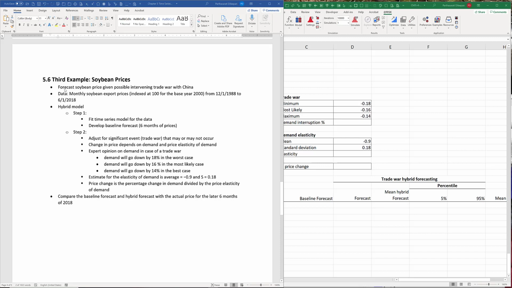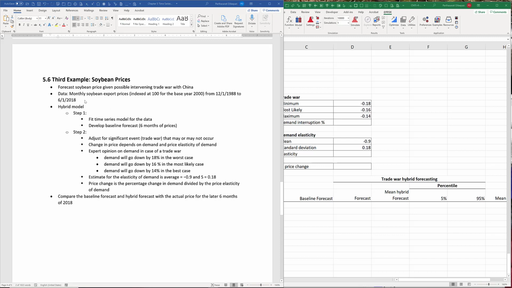So here we have the expert opinion that we're going to bring in, which is about a future event that we have to try to predict. So, forecast for soybean prices given possible intervening trade war with China. So that's the event that we are trying to predict. What happens if such an event occurs, and how do we adjust our forecast?